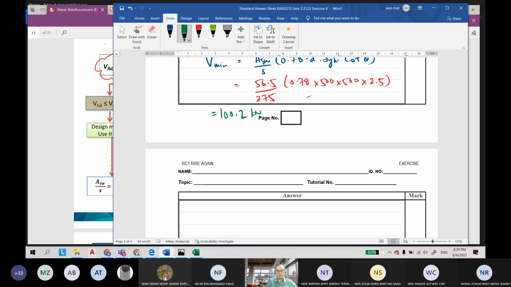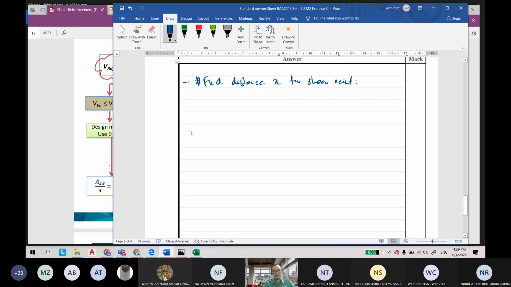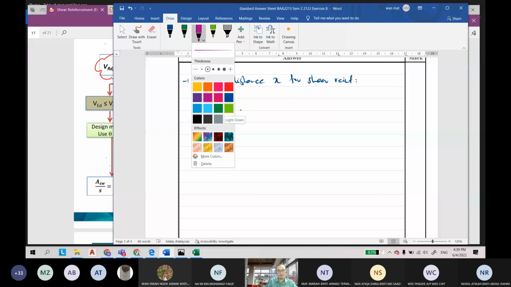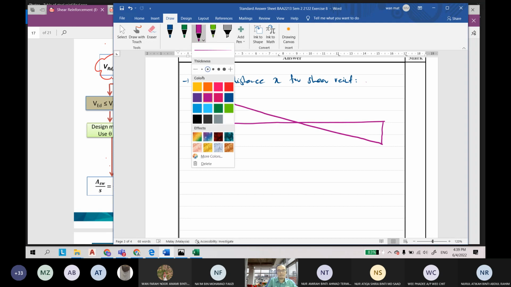Okay, 100.2. So now we have to find the distance X for shear reinforcement. Because we want to know what the distance is, we can use H6 75 and H6 275. So this is back to our basic, our shear force diagram. The basic is very simple.